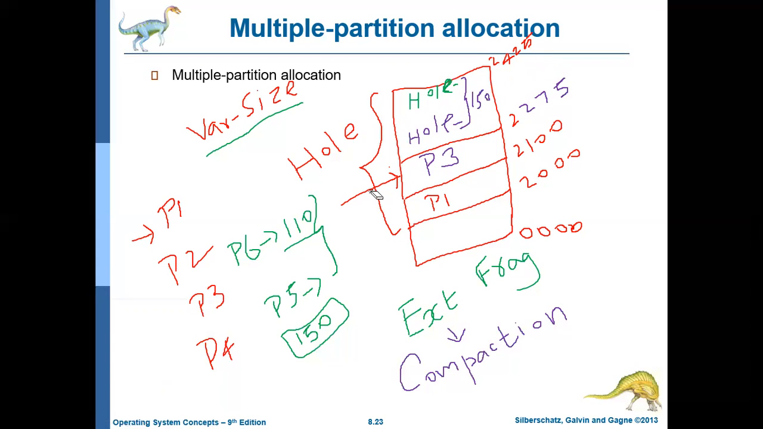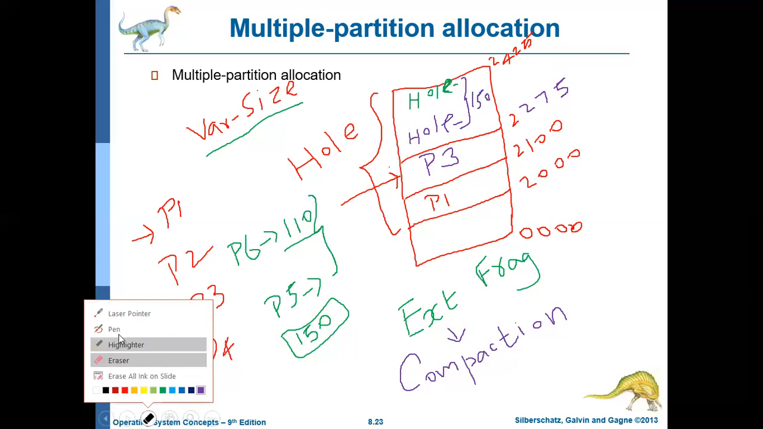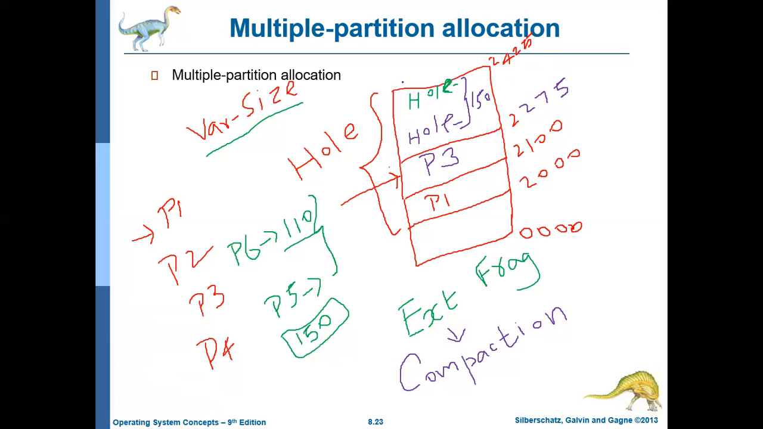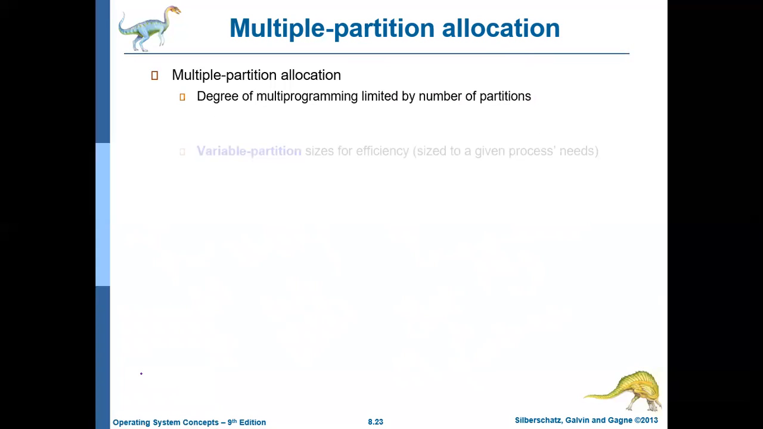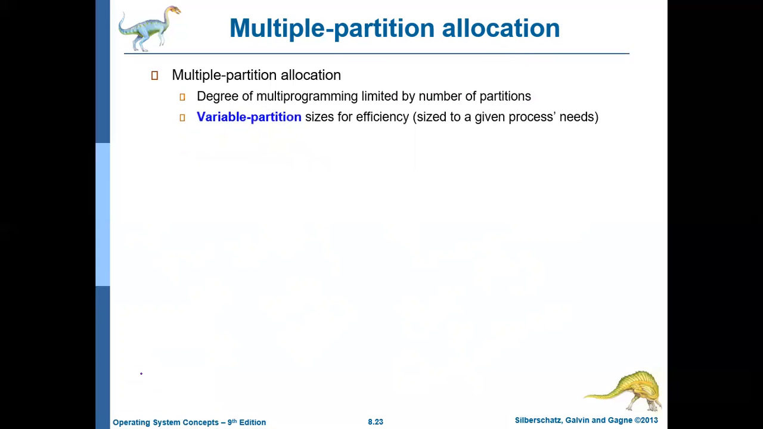So once compaction is done, now the request of P5 can be satisfied. P5 can be given access to this particular hole, which is of exactly 50 MB. So this is how external fragmentation can be dealt with. The degree of multi-programming will be determined by the number of partitions, because depending on the number of partitions, that many processes can be in the memory.